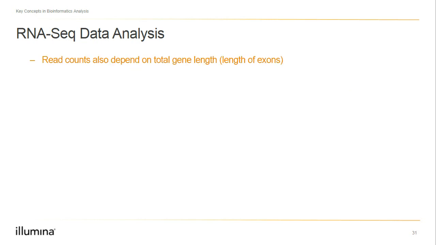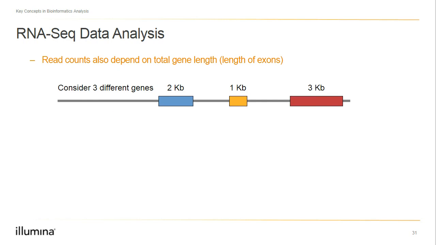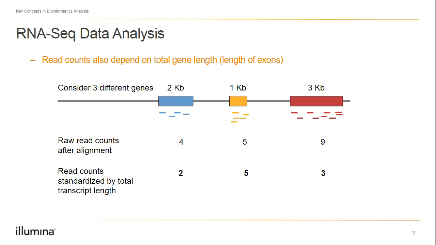In our previous case, we were looking at ways to compare between sample and sample. Now we want to compare transcripts from within the same sample. So here we have 3 different genes, each of different sizes, 2, 1, and 3 kilobases. Let's go ahead and throw in our aligned reads, and we get a raw read count of 4, 5, and 9. But like the previous example, that's not enough. We need to go ahead and normalize. So in this case, let's standardize by read length. So 4 divided by 2 is 2, 5 divided by 1 is 5, and 9 divided by 3 is 3. Now we have normalized by transcript length within one sample.